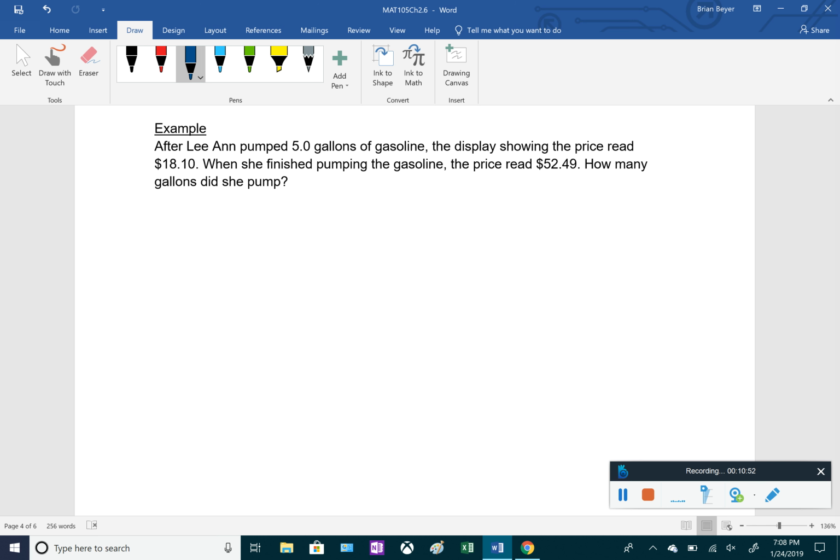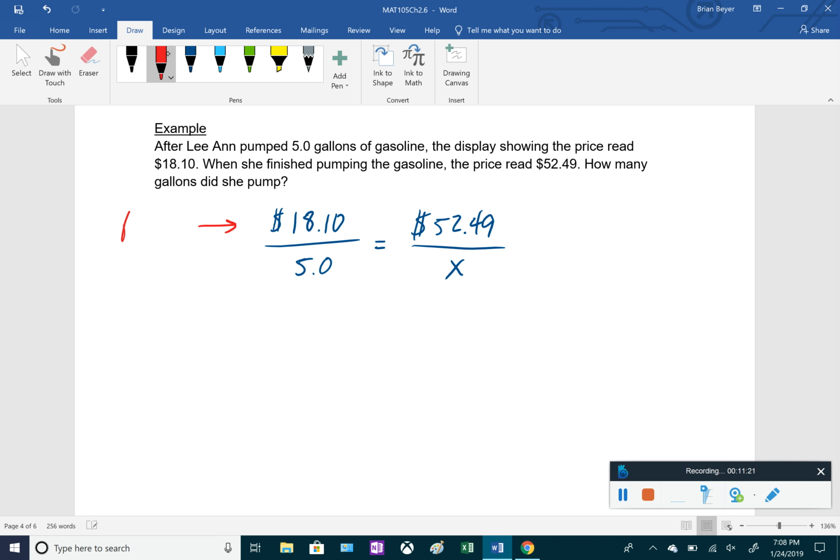So I'm going to say $18.10 over 5 equals $52.49 over x, because that's what we're looking for. How many gallons did she pump? So really important, we have price in the numerator, and then we have gallons in the denominator. They have to be that way on both sides of the equation. So they're both price per gallons.